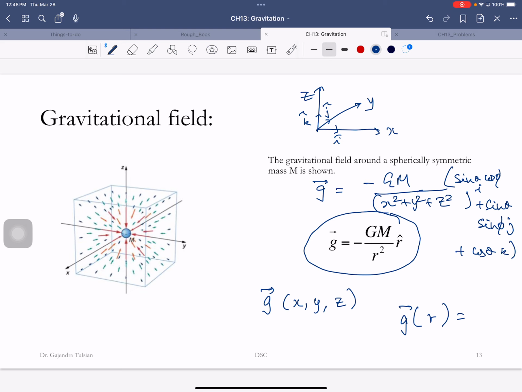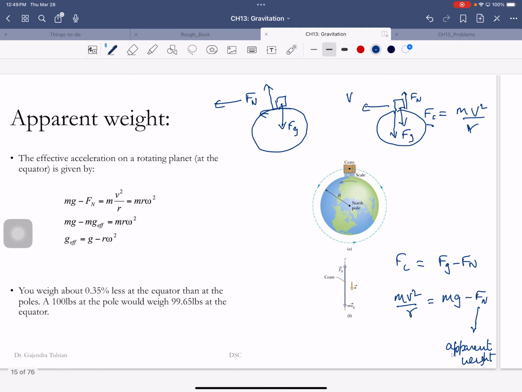Now solve this problem. Why would you do it in those coordinates when it's so simple in this coordinate system? That's why we have different coordinate systems. Based on the symmetry, you choose the language in which you solve the problem. Okay, did you guys understand that? Okay. All right.